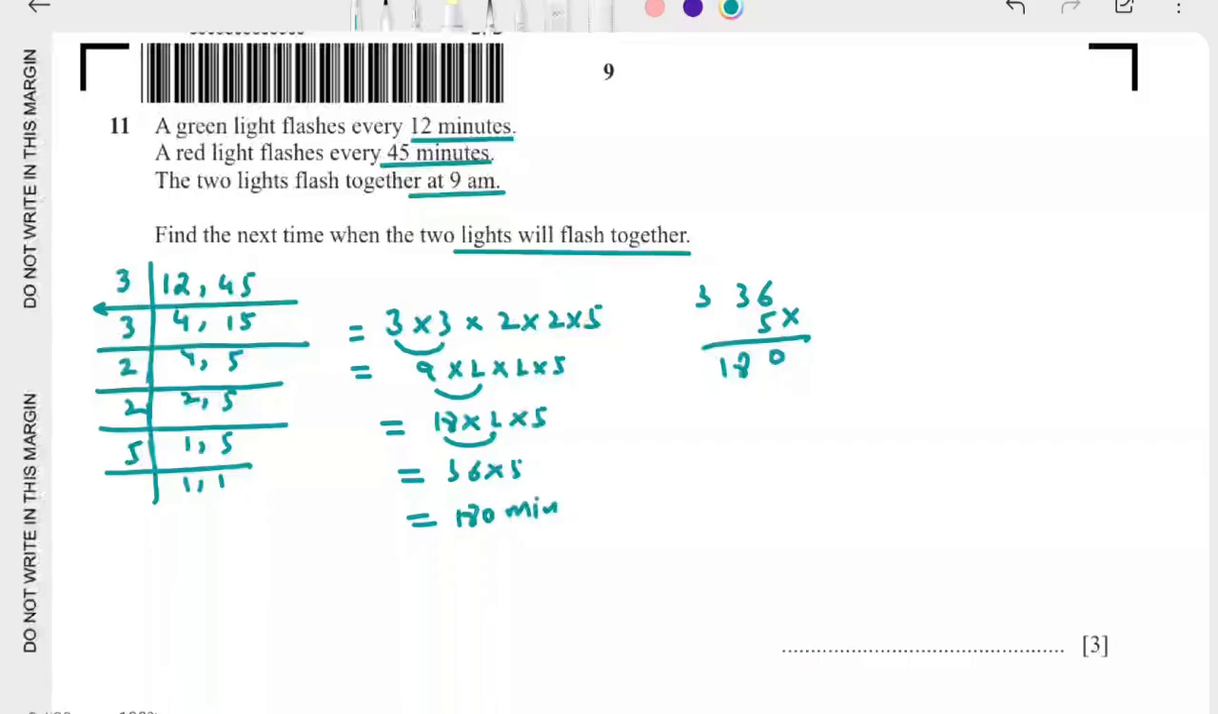So 180 minutes is equal to 3 hours. So we have to add 3 hours to 9 a.m. and the final answer would be 12.